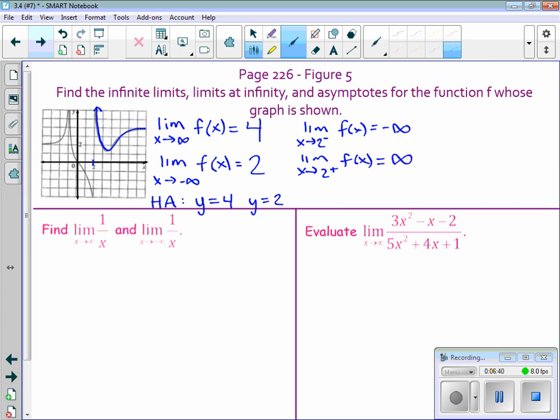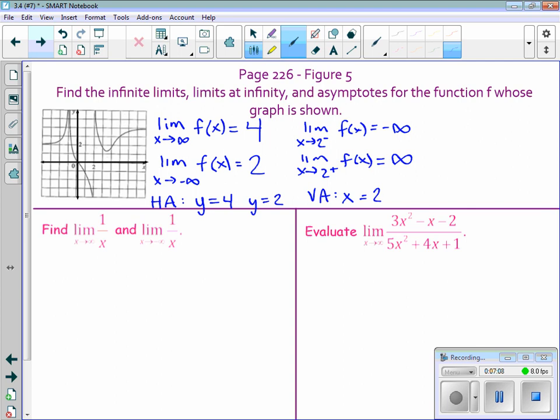What does that tell you then? If you're approaching 2 from the left and 2 from the right and it's going to opposite infinities, what does that tell you? It doesn't exist, so the limit doesn't exist, and it also tells you that there's what at that spot? A vertical asymptote at that spot. Okay, so we could say vertical asymptote, and what would be the equation for a vertical asymptote? X equals, because it's at that x spot.